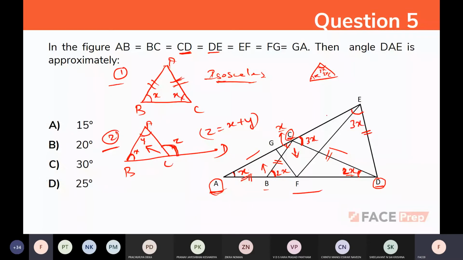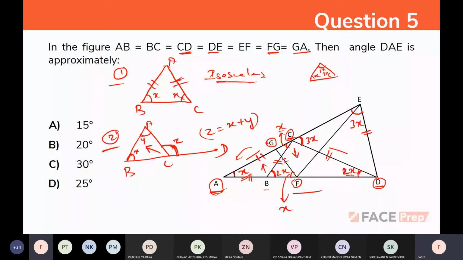Now what can we do? We can find this angle, because they said FG equals GA. Follow my marks so that you can understand. In this triangle, these two sides are the same. So what will be this angle? Here it is x, so here it will be x again. Are you agreeing with this?